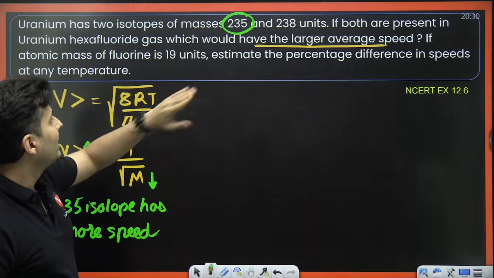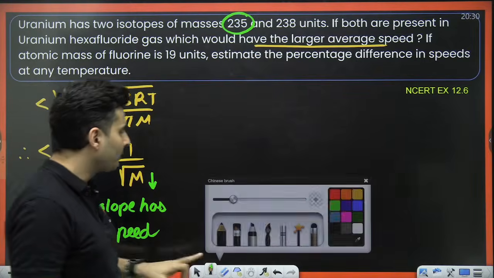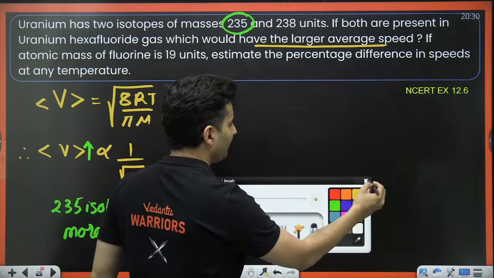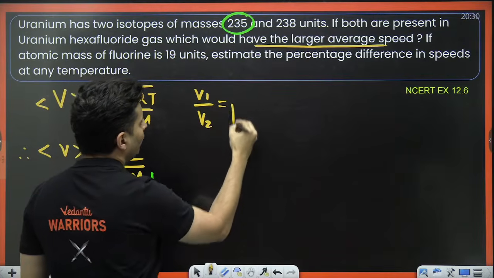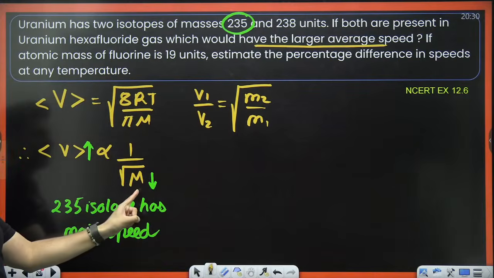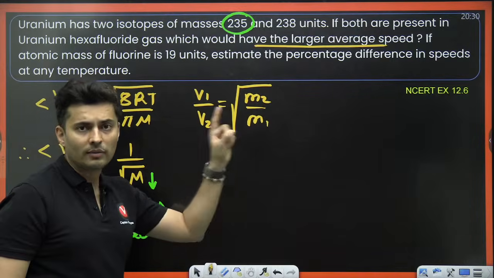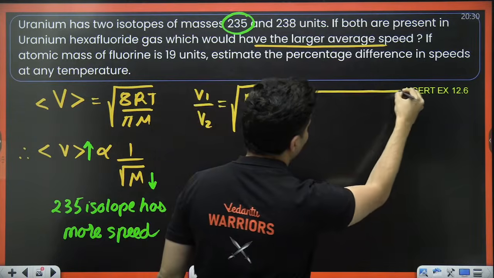If the mass of fluorine is this much, estimate the percentage difference in the speeds at any temperature. Okay, let's do one thing, my dear students. V1 by V2, won't it be root of M2 by M1? Because it is inversely proportional to mass, so it will be root of M2 by M1. Now what is this M2? What is this M1? Observe carefully.